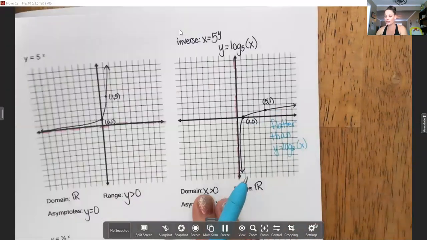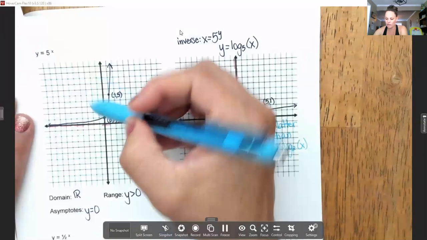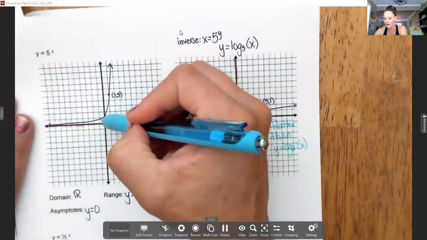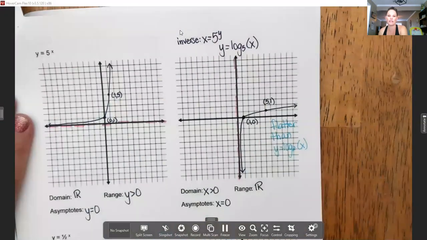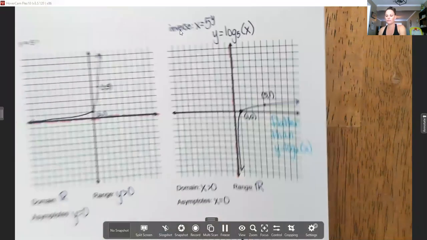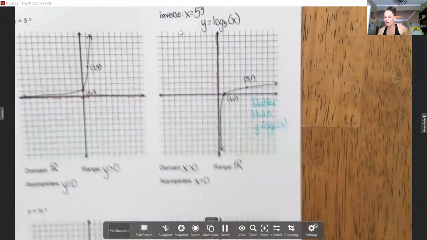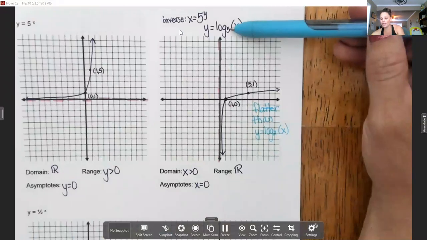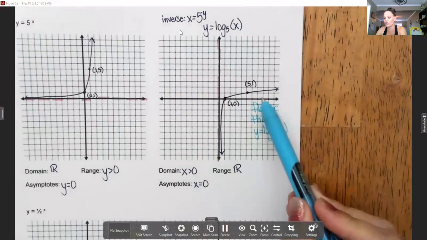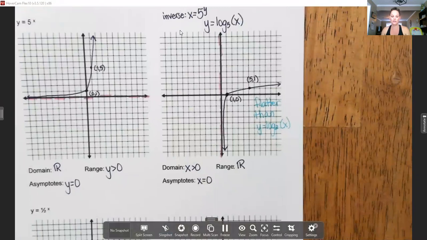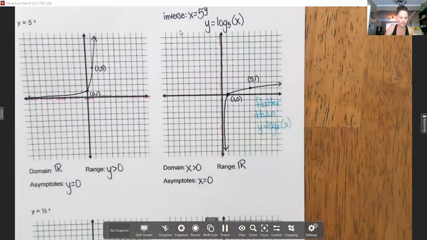Because with our exponential, this one went up quicker, so it's closer to the y-axis here. So this one's closer to the x-axis. So just to kind of compare. If the base were 10, it would be even closer to this x-axis. It's still increasing, but it just takes longer.